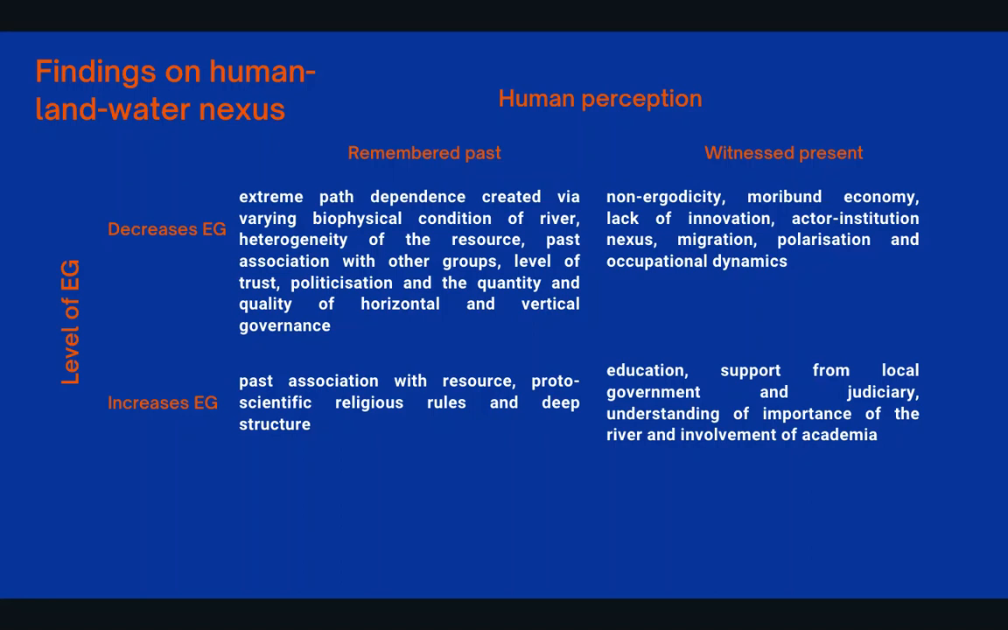So what I found, at the same time, is that the past association with the resource, the religious rules, and the deep structure which lies in the society are enhancing the environmental governance in that region. However, extreme path dependence created by the over-dependence on the resource, past association with other groups, level of trust, and quality and quantity of horizontal and vertical governance and integration of governance have effectively created hindrances in the environmental governance of the river.